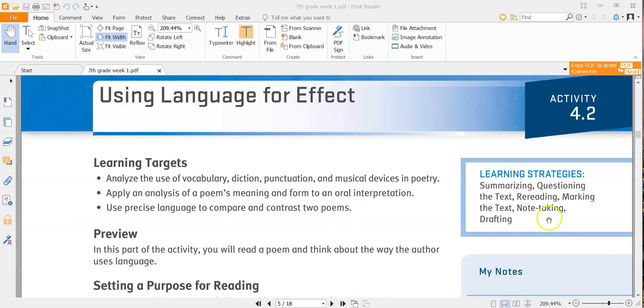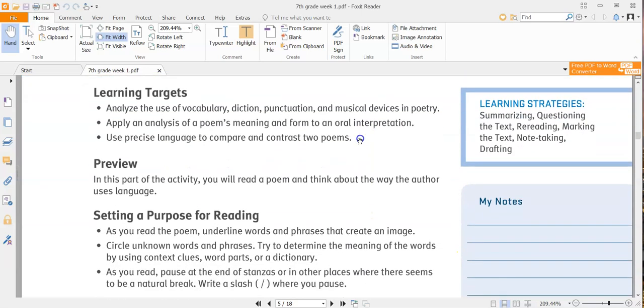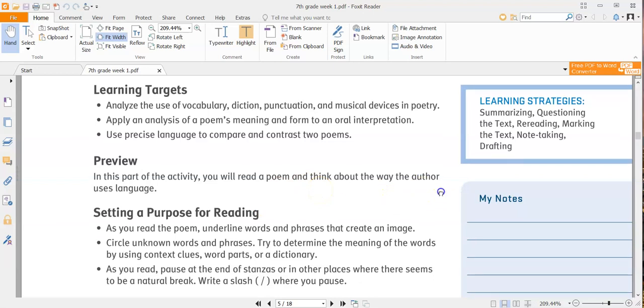Our learning strategies, which are listed over here, are going to be summarizing, questioning the text, rereading, marking the text, note-taking, and drafting. So, preview. In this part of the activity, you will read a poem and think about the way the author uses language.